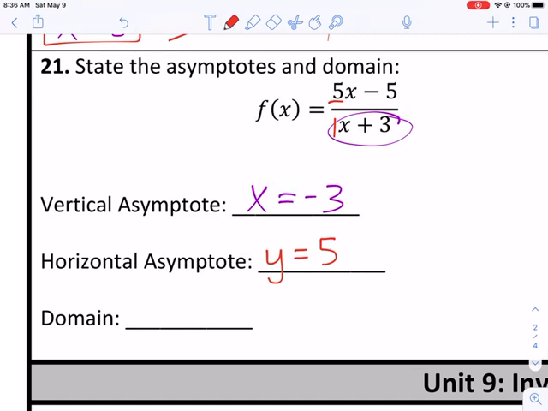And our domain in a rational equation always goes on forever, but we take out the vertical asymptote and the holes if there are any. So our domain is going to be all real numbers except x cannot equal negative 3. We don't include the horizontal because that's not an x value, and domains are specifically for x values.